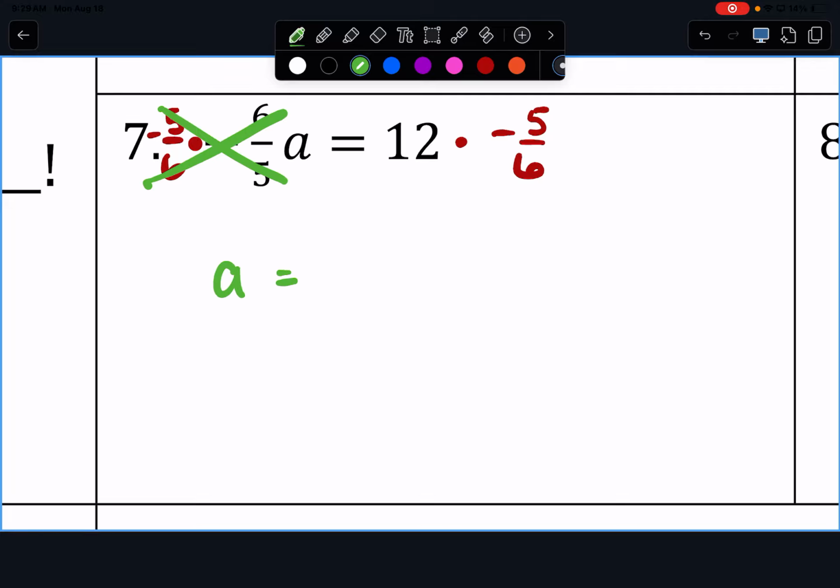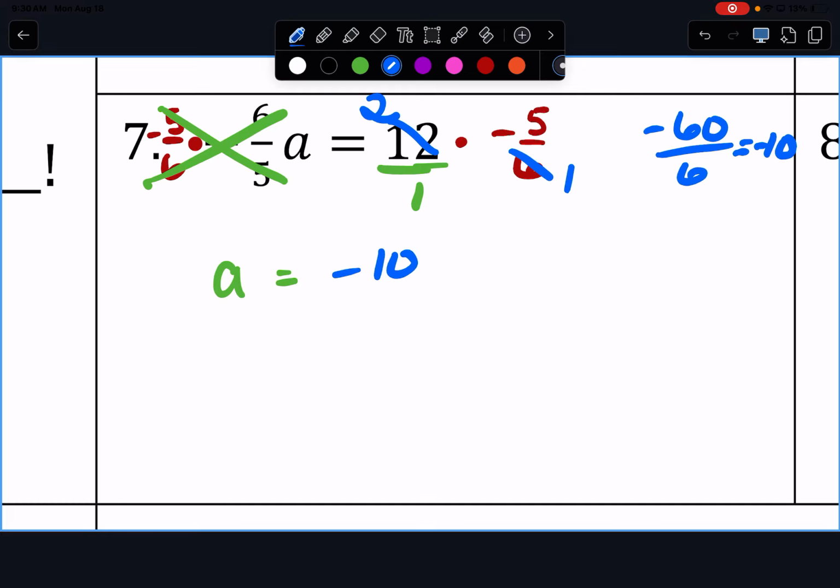Negative 1, which is just negative 10. Yep. You can do it that way, or you could have done it 12 times negative 5 is negative what? I'm going to be honest with you, I don't remember. It's negative 60, yeah. And then divide that by 6, which gives you negative 10.